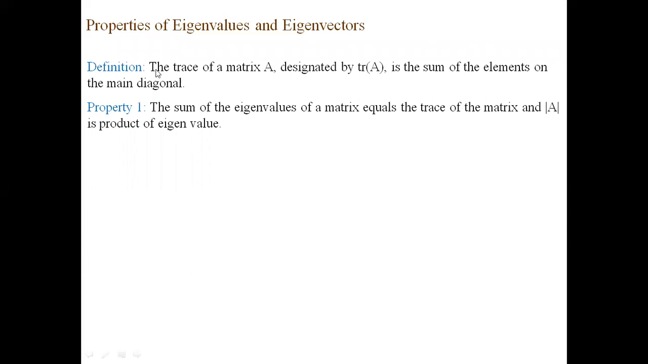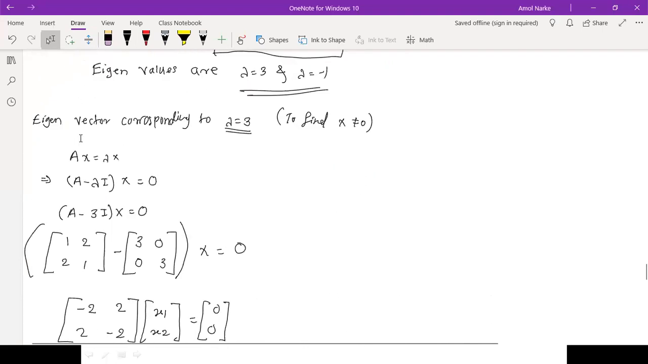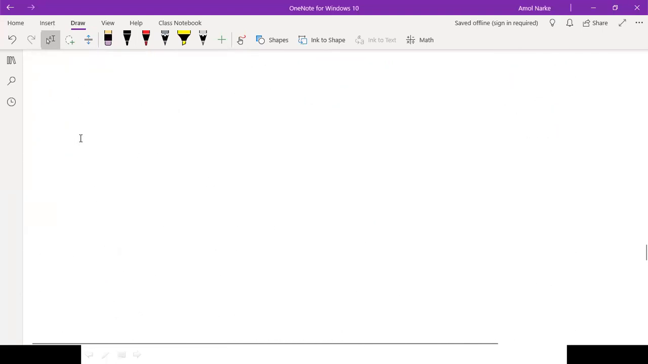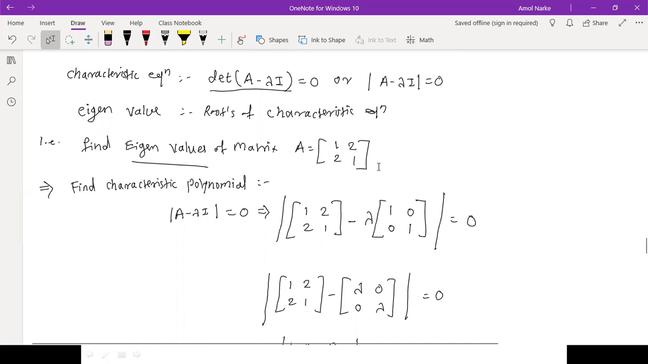So here we have the definition. See, the trace, write down this. The trace of a matrix A is nothing but the sum of the elements on the main diagonal. So whatever we have on the diagonal, that is nothing but the trace. So tell me, for our given matrix, what is my trace? For matrix A, it is 2. Only 1 plus 1, we have 2. So that 2 is nothing but my trace.